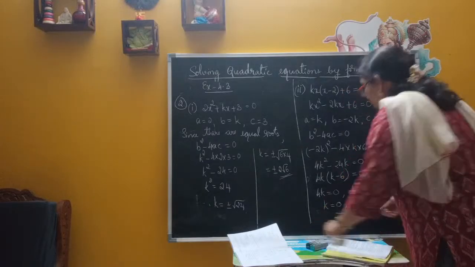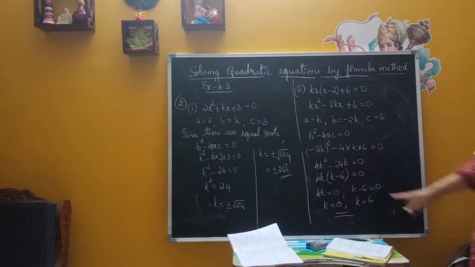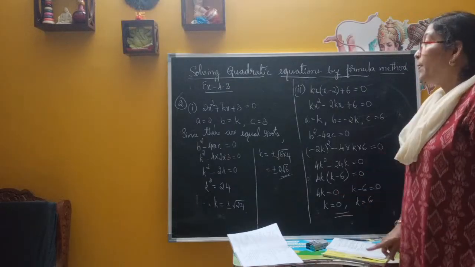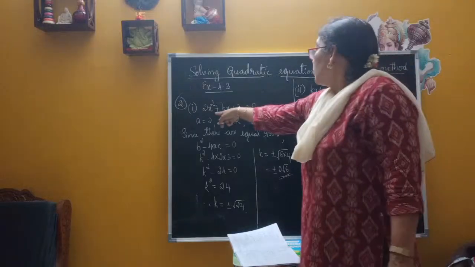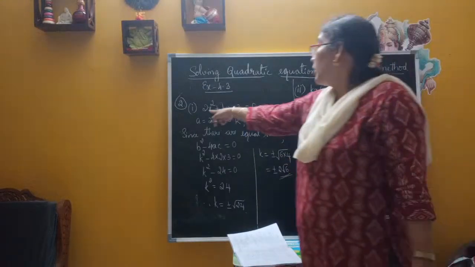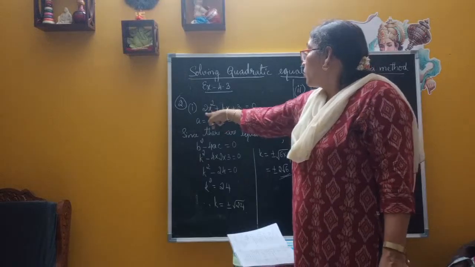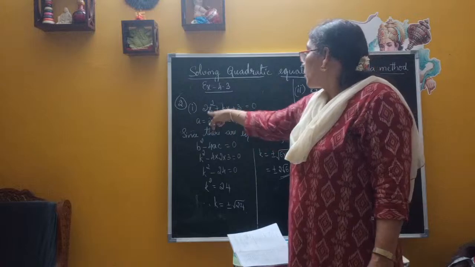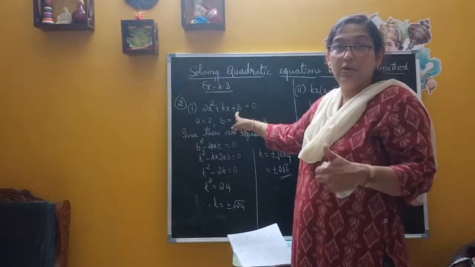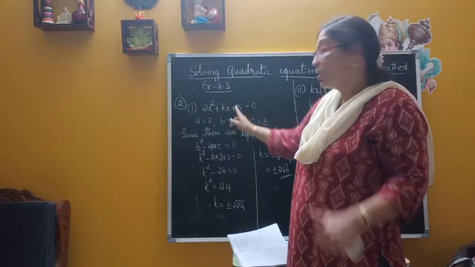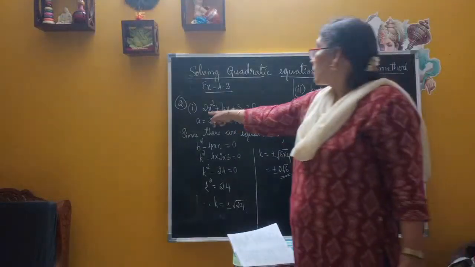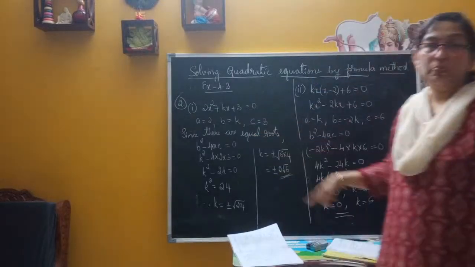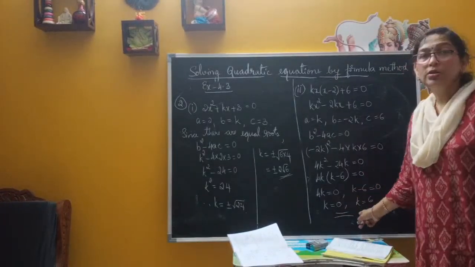Therefore, the roots are 0 and 6. Are they roots? No. Here, these are values of k. But now tell me, if you substitute k is equal to 0, what do we get here? 2x square plus 0x plus 3. So 2x square plus 3 we get as one of the equations. If k is equal to 6, what do we get? 2x square plus 6x plus 3 is equal to 0. Okay, so these are two values of k.